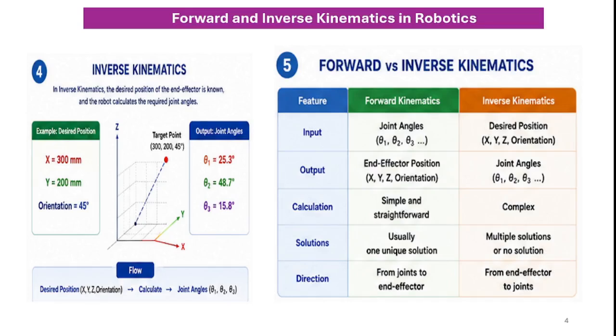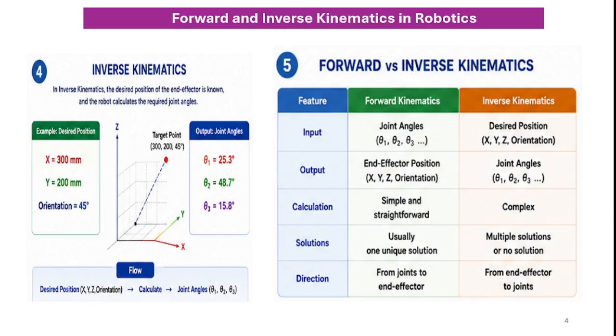Next, we can discuss inverse kinematics. Suppose we want the robot to pick up an object placed at a specific location. This time we know where the object is, but we don't know how much each joint should rotate. For example, the target position has x coordinate 300 mm and y 200 mm, and the orientation is 45 degrees. Now the robot calculates the required joint angles, such as theta 1, theta 2, and theta 3.